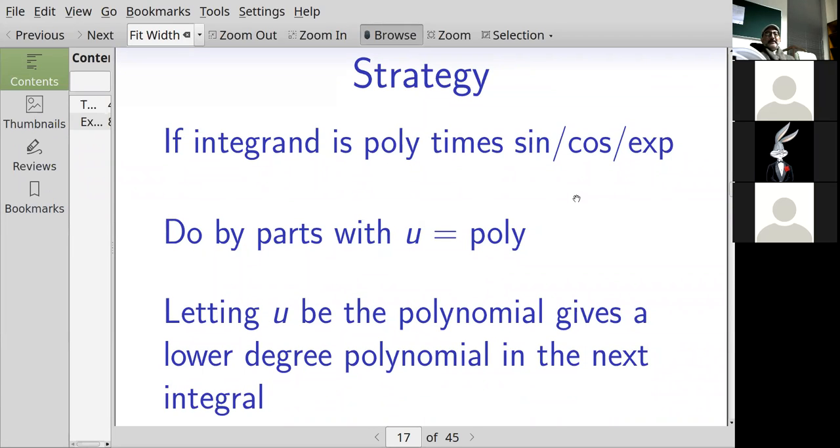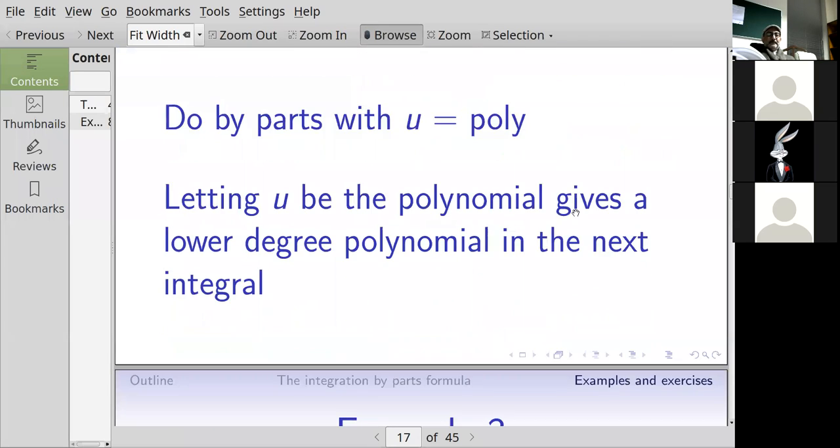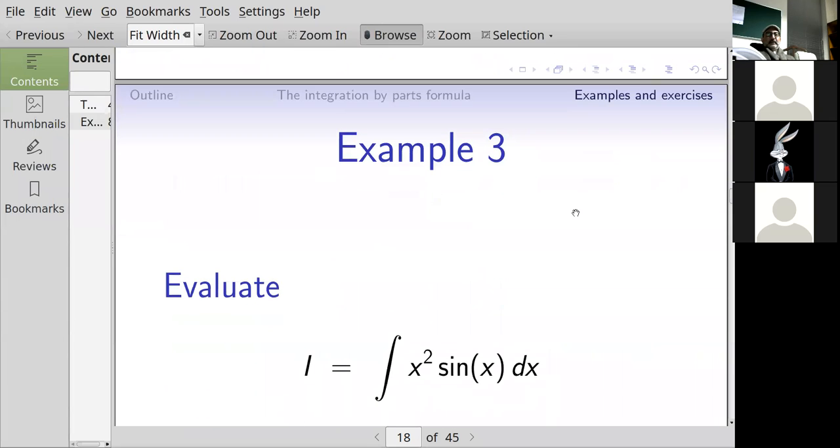So let's expand on that strategy. If the integrand is a polynomial times a sine, a cosine, or an exponential, do the integration by parts with u being the polynomial part, because then du lowers the degree of the polynomial by 1. Okay? All right, so I leave it for you to finish that one by yourself. It's a lot like the integral of x sine of x or the integral of x cos of x. The integral of x e to the x proceeds in much the same way. Let u be the polynomial part.